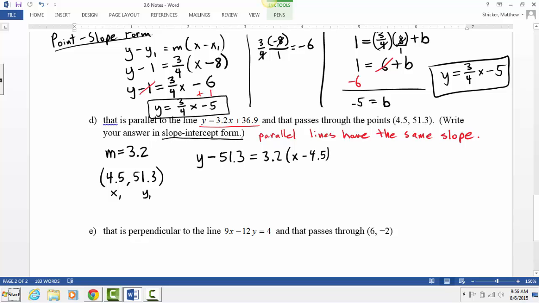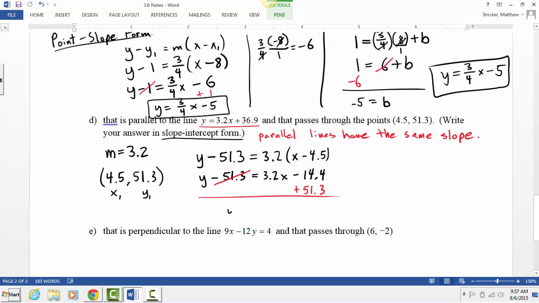Again, we want this answer to be in slope-intercept form, so we need to solve for y. We need to go ahead and distribute. So I have y minus 51.3. 3.2 times x is 3.2x. Then we have 3.2 times negative 4.5 is negative 14.4. But then I want to go ahead and move that negative 51.3 to the other side. So it becomes a positive 51.3.